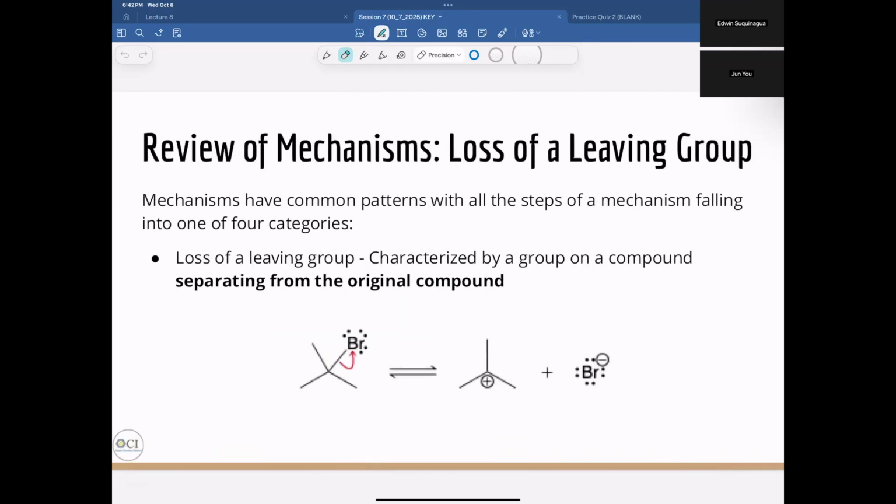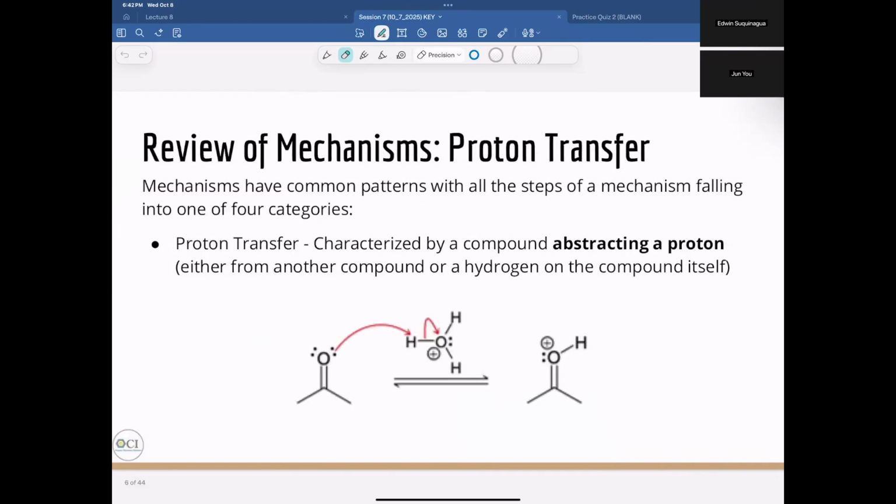Then we have a loss of leaving group. This is when a good leaving group is able to leave the structure. As we see here with bromine, it's able to leave these carbons. And we got proton transfer. This is simply when a proton is transferred from one molecule to another.